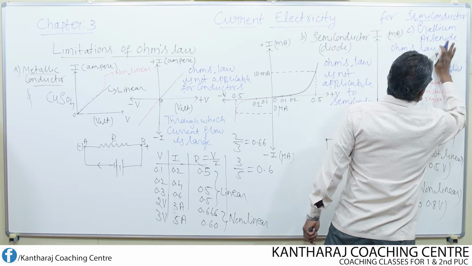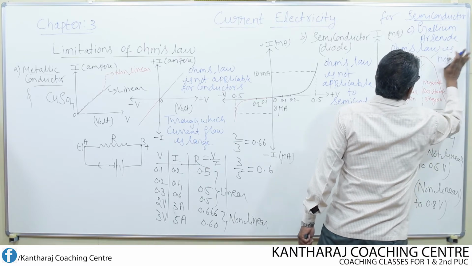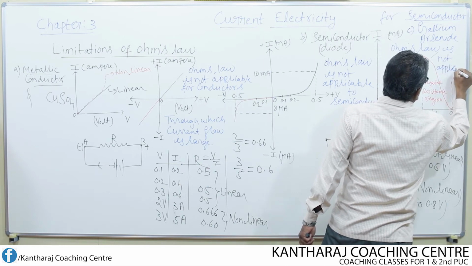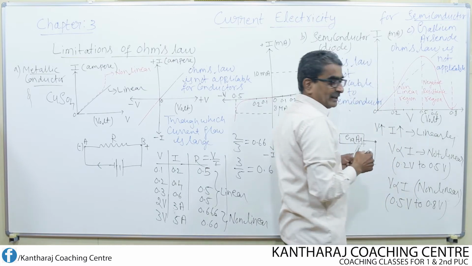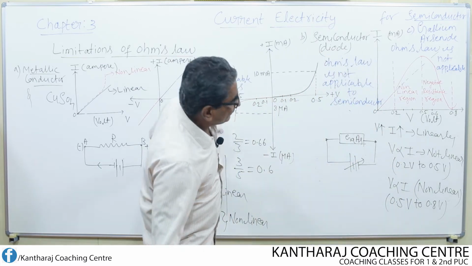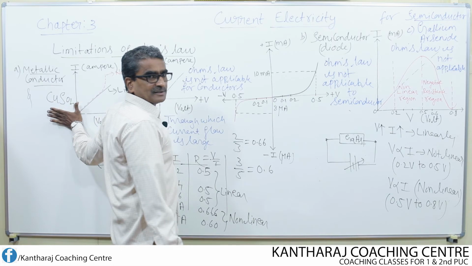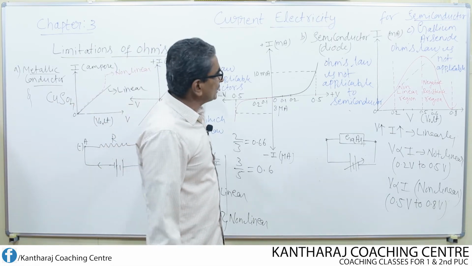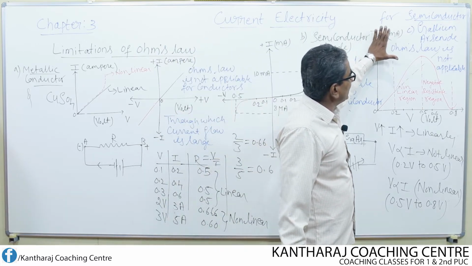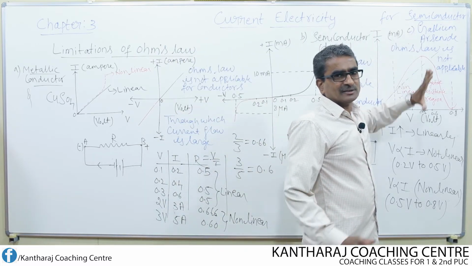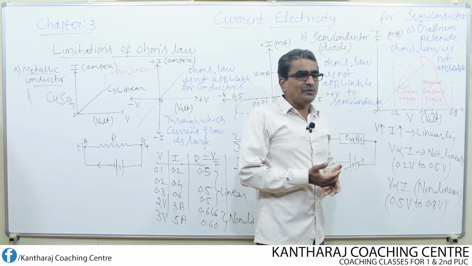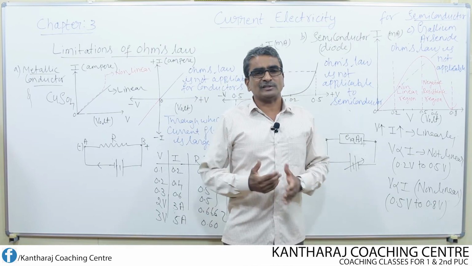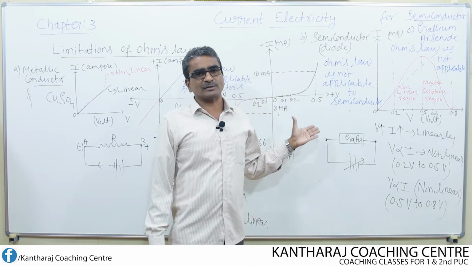So this is the explanation which we can give graphically for different substances. We have chosen a metallic conductor as well as copper sulfate solution, and we have chosen one semiconductor like a semiconductor diode, PN junction diode, and once again one more semiconductor, nothing but gallium arsenide. So it is found that if we vary V, I varies differently in different substances. So this is how we can understand the limitations of Ohm's law graphically.